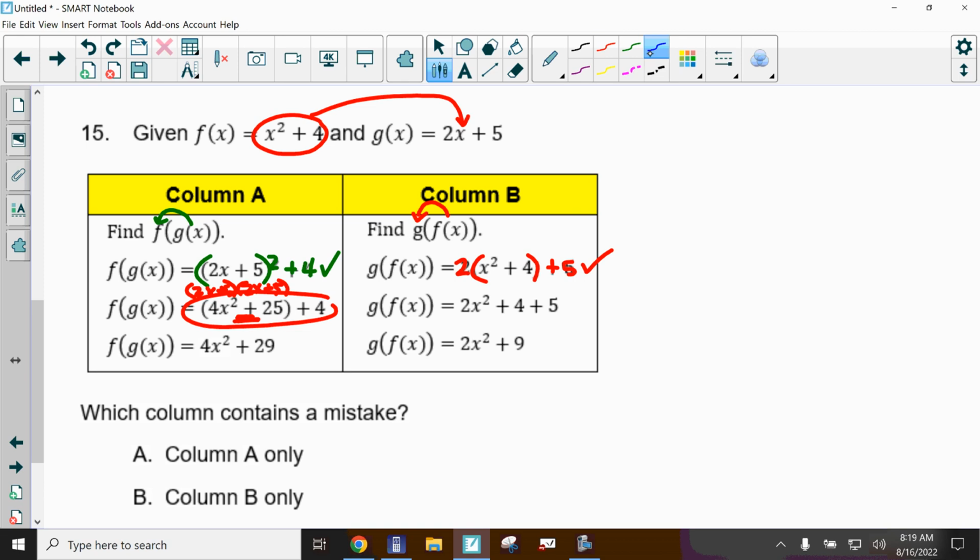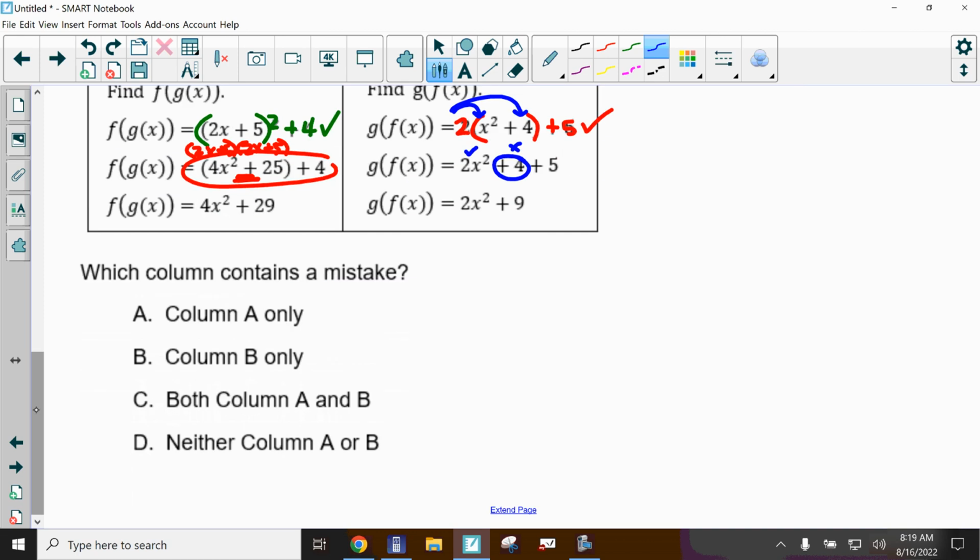The next thing you have to do is use the distributive property. So they multiply these two. So that part's good. And they multiply these two. There's your mistake. That is not correct right there. That should have been 8. So both of the problems are wrong. So we would pick C. Both column A and C are incorrect.